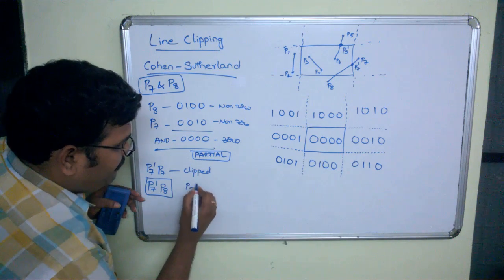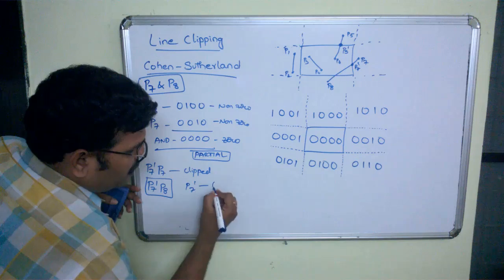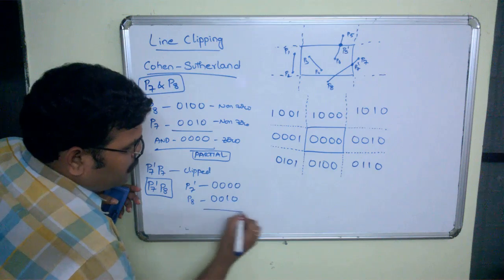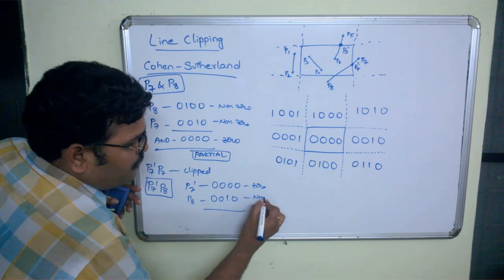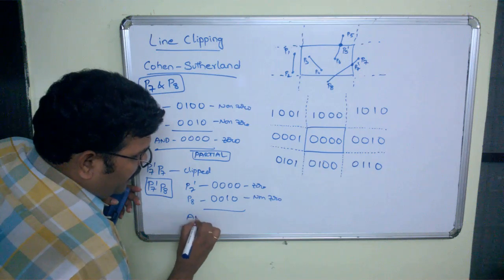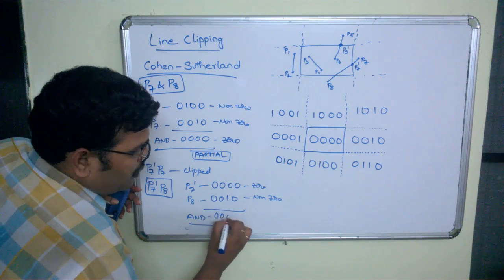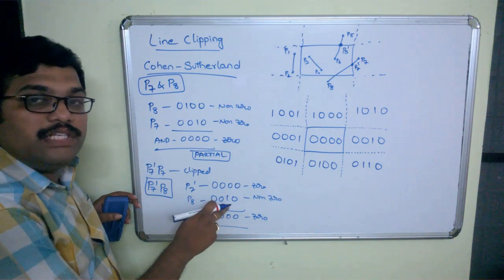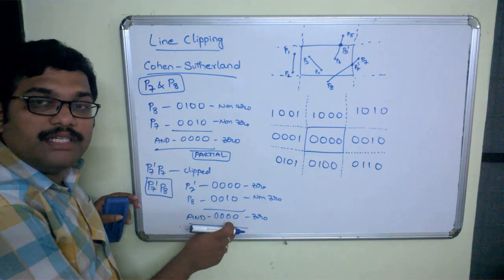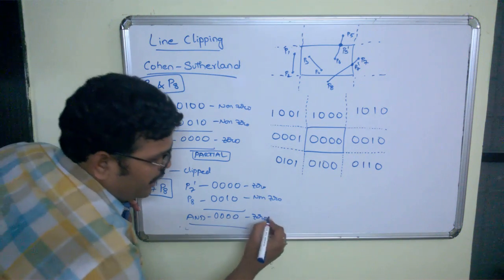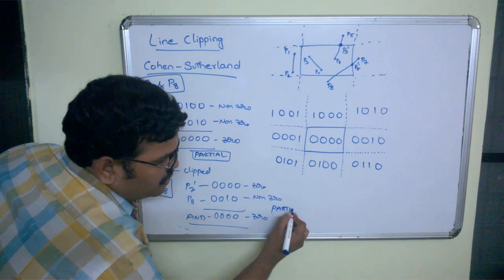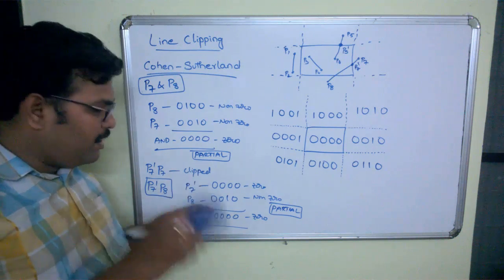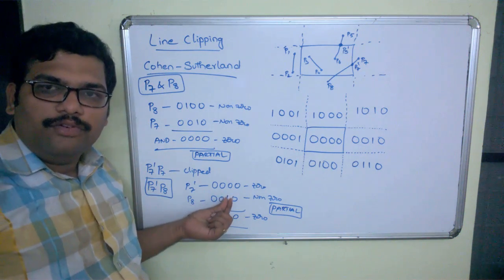Now P7 dash is within the boundary, so its region code is all zeros. P8 is 0010. Here one is a zero value and one is a non-zero value, and applying the AND operation we get zero. That means again it is partial, some portion lies inside and some portion lies outside. So we need to repeat this process until we get both the points as zero values.